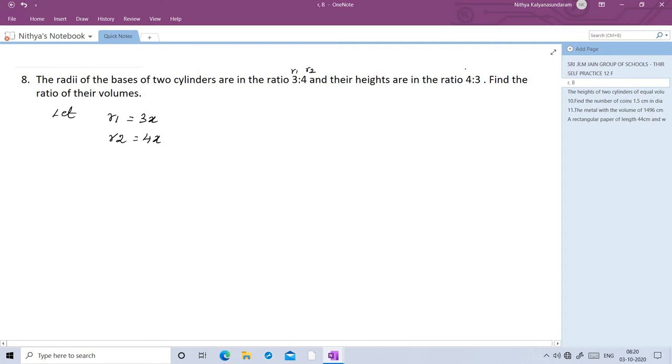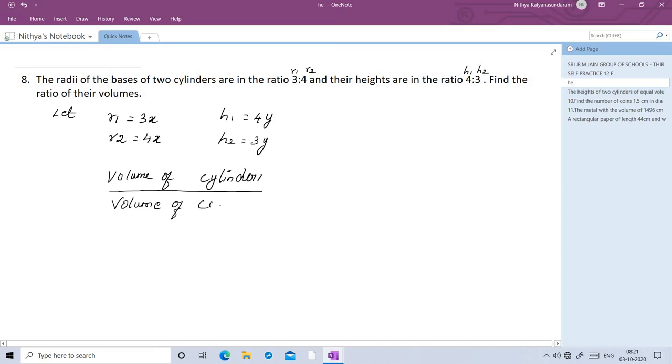Then height also is given in ratio format. This is H1 and H2. Same, height of the first cylinder is 4y, height of the second cylinder is 3y. So use a different variable and consider. Then we want to find the ratio, volume of cylinder 1 divided by volume of cylinder 2. But both the ratios we want to compare. So the volume of a cylinder formula is pi r square h.